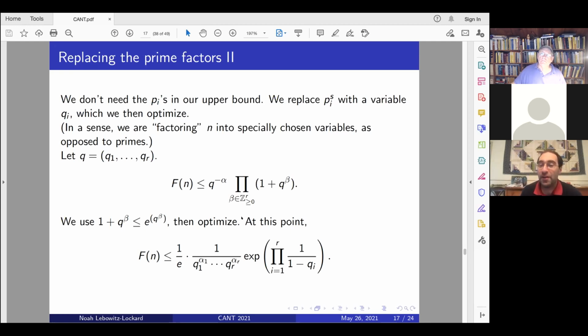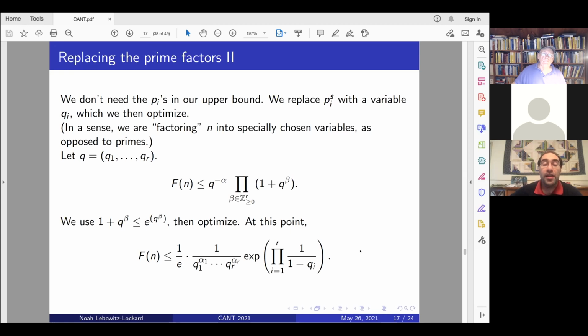So unfortunately, I found this upper bound very difficult to work with. And we can replace it with e to the q beta. So I'm just using the fact that for any given x, 1 plus x is less than or equal to e to the x. These values of q typically tend to be fairly small. So we're not actually losing a whole lot. And now we have this new expression for f of n.